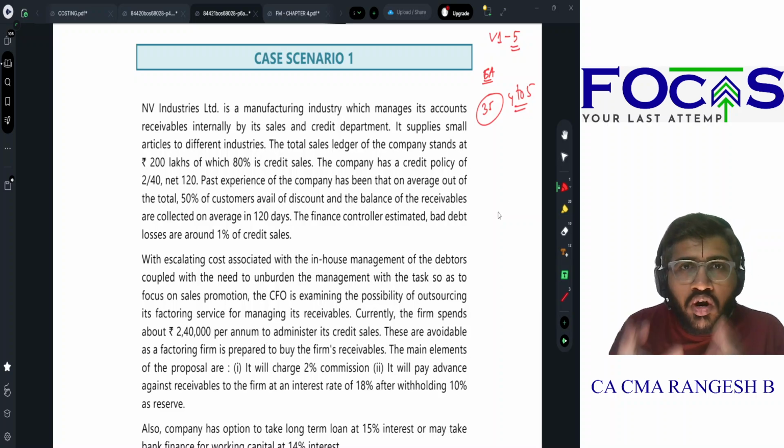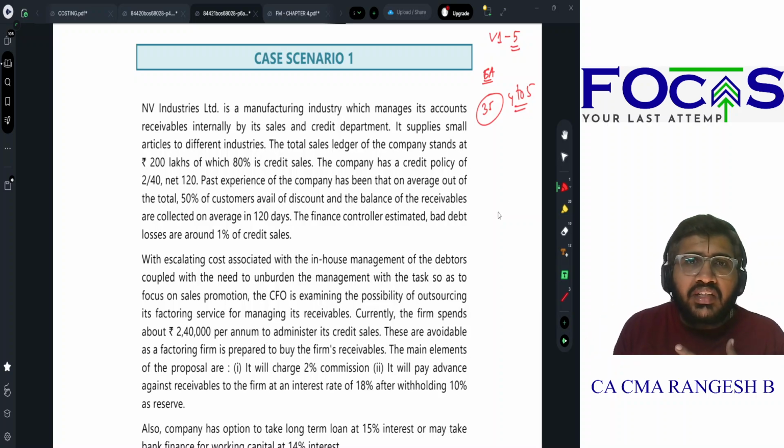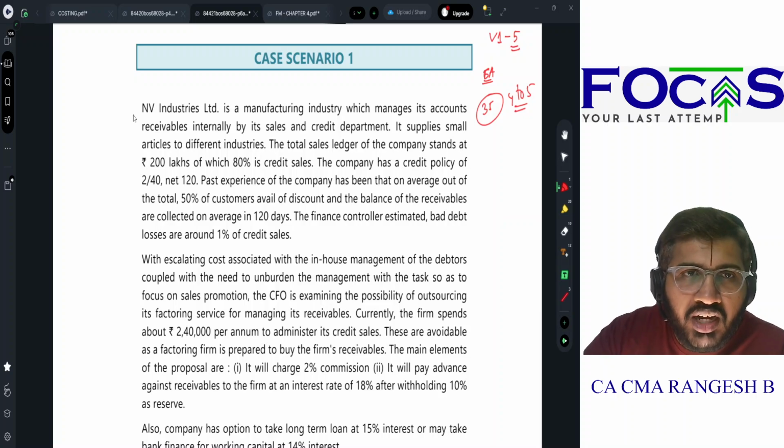If you spend a good 3.5 hours with these videos, say at 1.5x or 2x speed, which should be manageable, I think you'll have a complete grip of all the chapters, different methods, and different combinations of sums that can be asked as case scenarios on the examination day. So this is what we are going to do with costing and FM. Now let us start with the first case scenario.